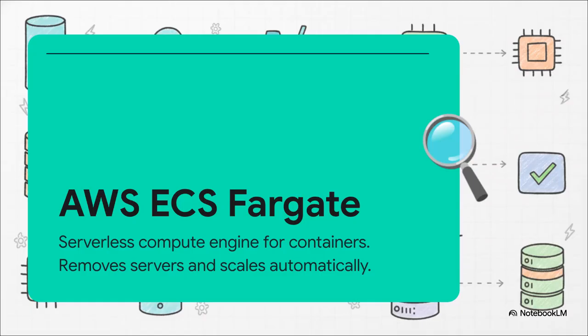Just to be absolutely clear on the architecture here, AWS ECS Fargate is a serverless compute engine for containers. You literally never provision a server. For machine learning specifically, this architecture is a total game changer.